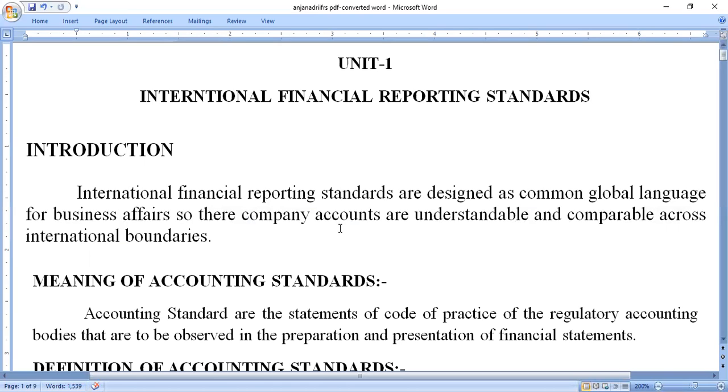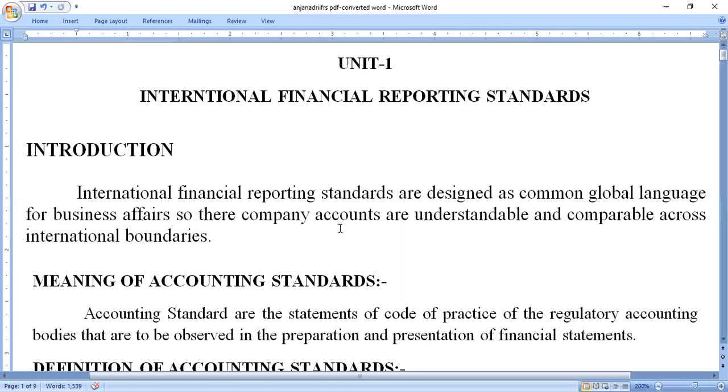See what they are telling us in the introduction: why they are implementing the IFRS standards. Different countries follow their national accounting standards. That is what we call GAAP, generally accepted accounting principles. This national GAAP is prepared and followed by different countries. For example, India has different accounting standards when compared with the American US accounting standards.